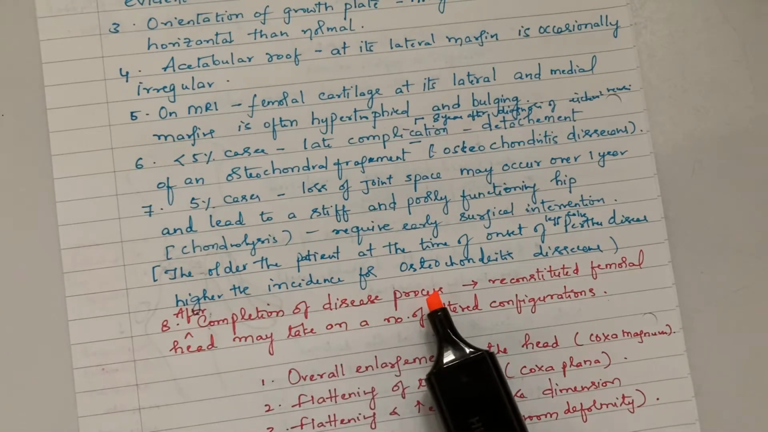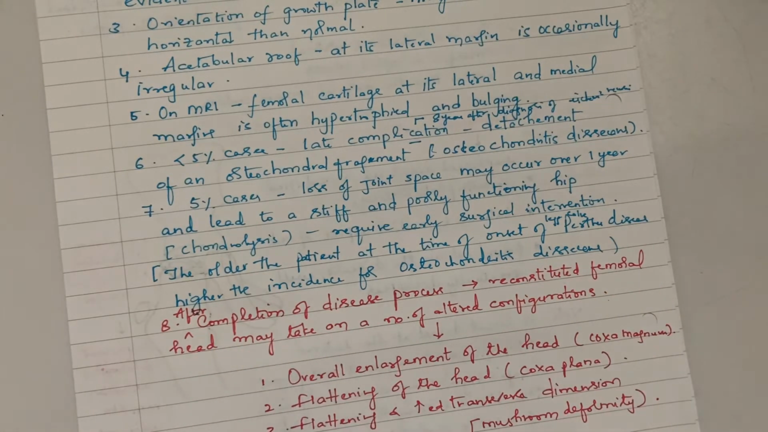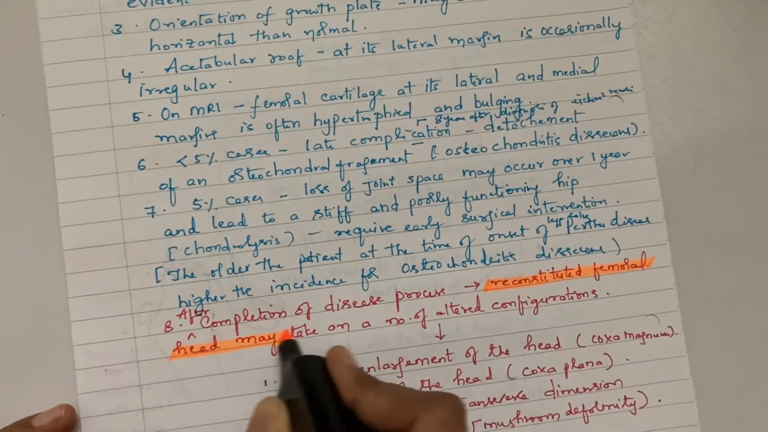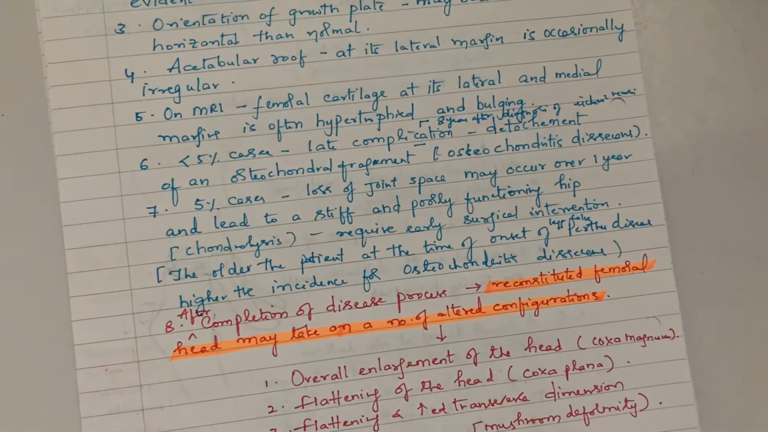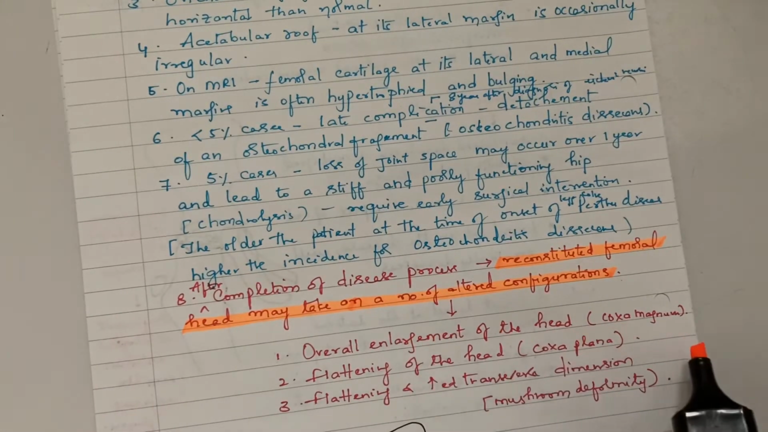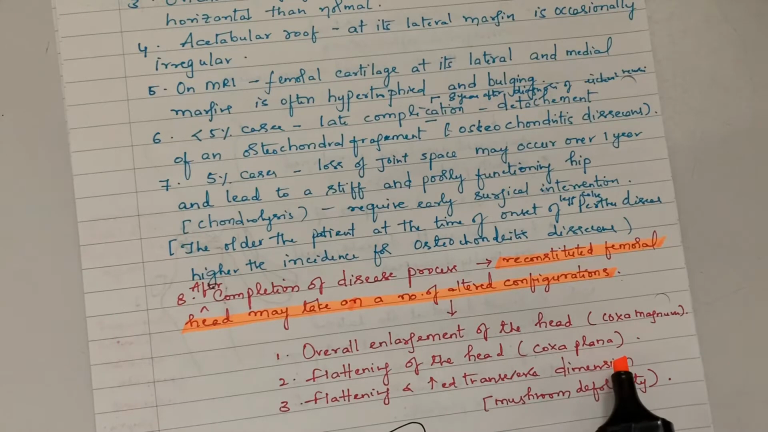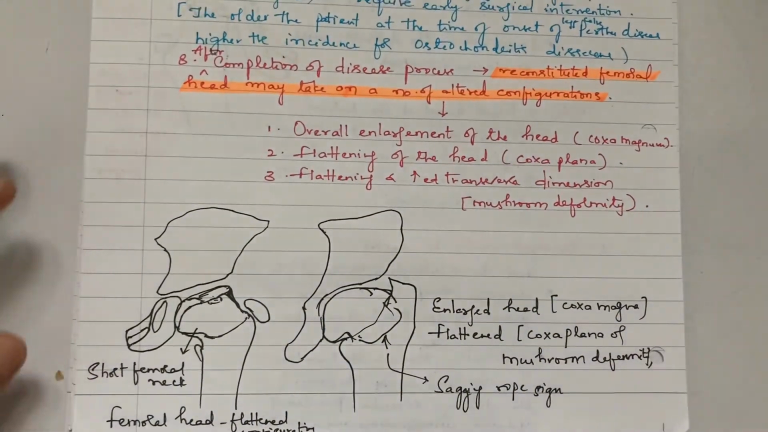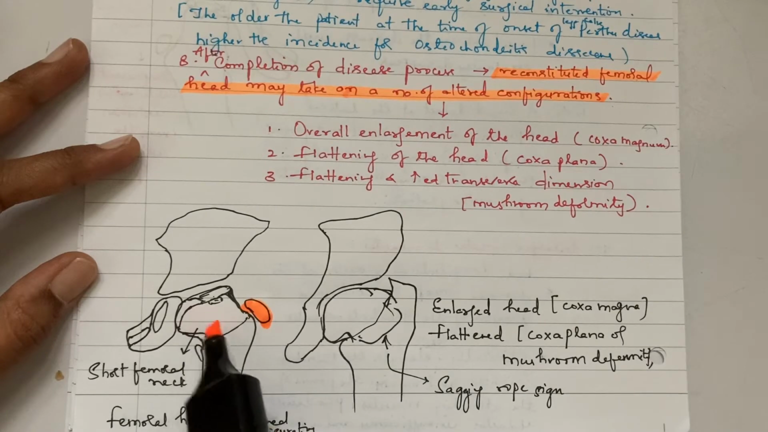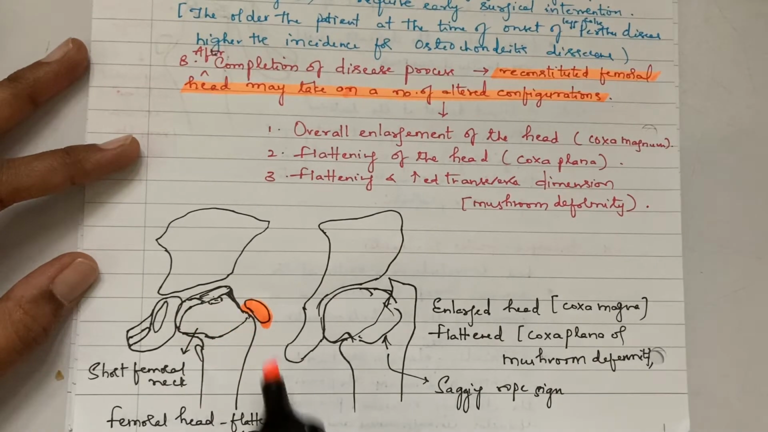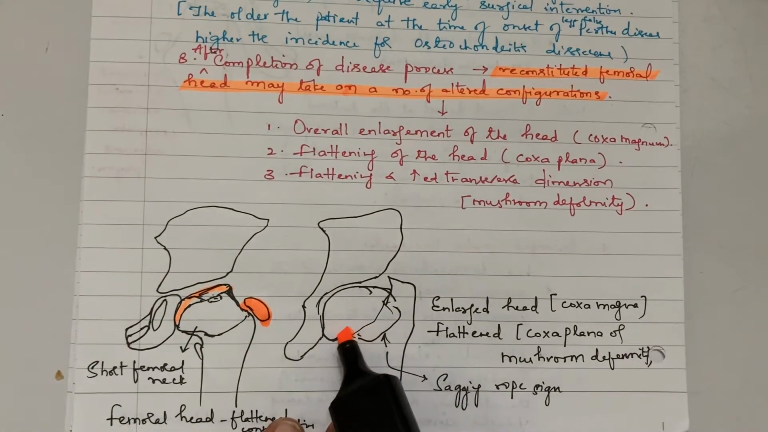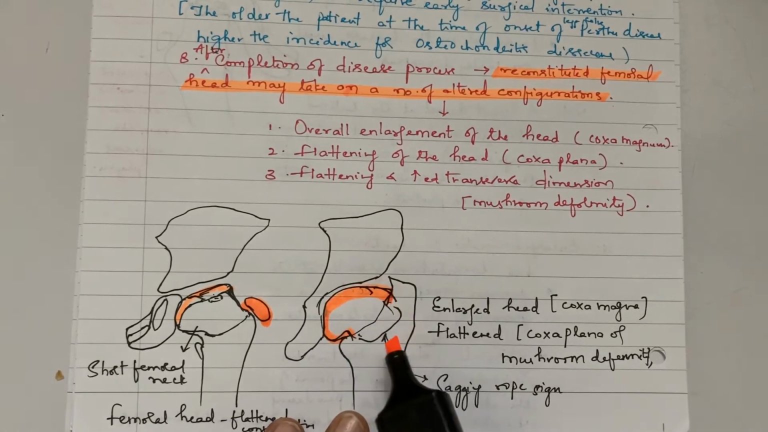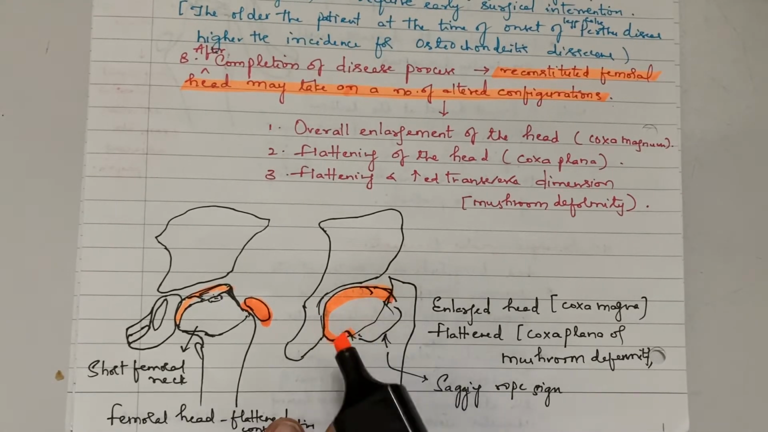After completion of the disease process, a reconstituted femoral head may appear. This is important. The reconstituted femoral head may take one of these configurations: overall enlargement of the head, that's coxa magna, or flattening of the head, coxa plana, or flattening with increased transverse diameter, that is mushroom deformity. So coming to the diagram, short, wide femoral neck, femoral head showing a flattened configuration. When you come to this, it shows a mushroom deformity. Enlarged, this is coxa magna; flattened, that is coxa plana.